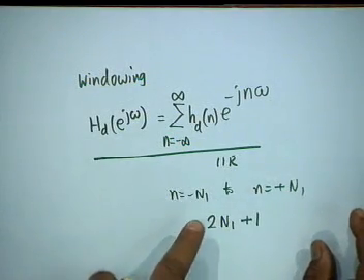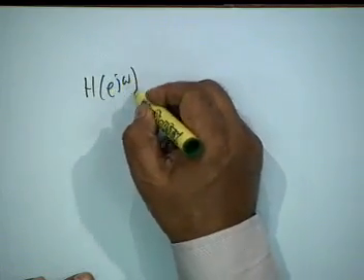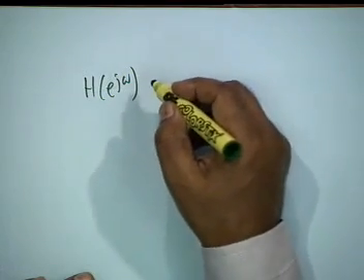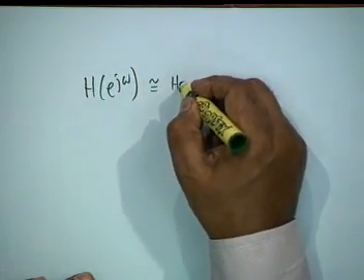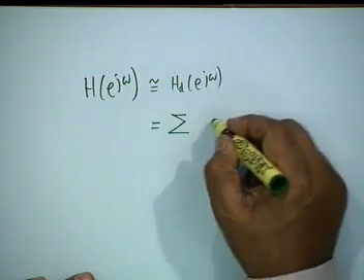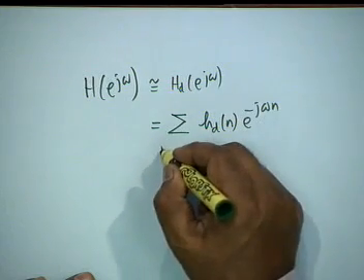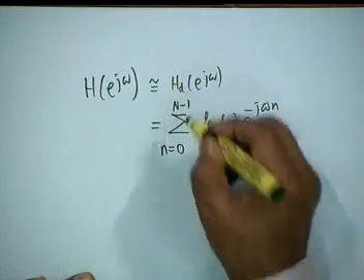Okay? What we shall do is, instead of truncating from minus N1 to N1, we will truncate from 0 to some capital N minus 1. That is, what we will do is, we shall take an H of e to the j omega, which will be an approximation to H_d of e to the j omega, and we shall take this as summation h_d(n) e to the minus j omega n, n equal to 0 to capital N minus 1.